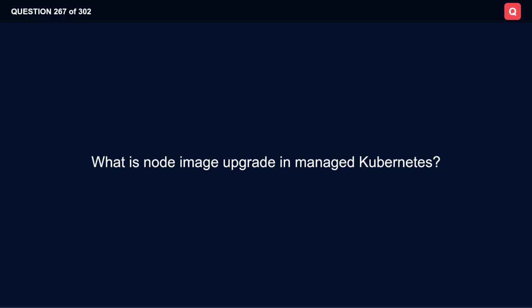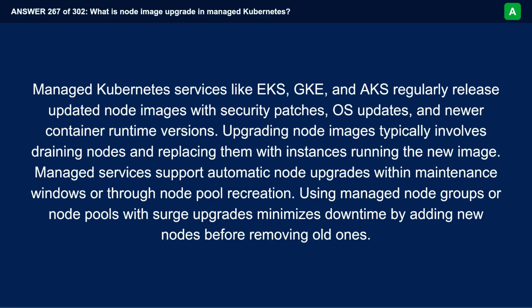What is node image upgrade in managed Kubernetes? Managed Kubernetes services like EKS, GKE, and IKS regularly release updated node images with security patches, OS updates, and newer container runtime versions. Upgrading node images typically involves draining nodes and replacing them with instances running the new image. Managed services support automatic node upgrades within maintenance windows or through node pool recreation. Using managed node groups or node pools with surge upgrades minimizes downtime by adding new nodes before removing old ones.